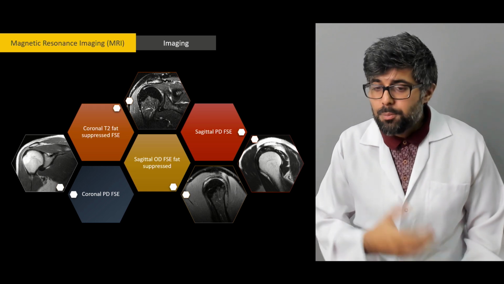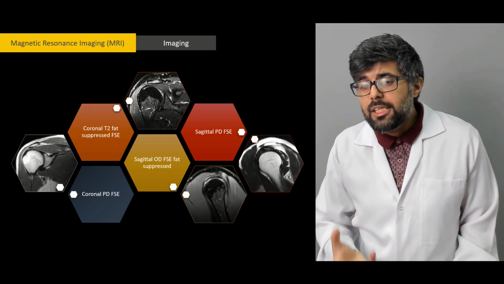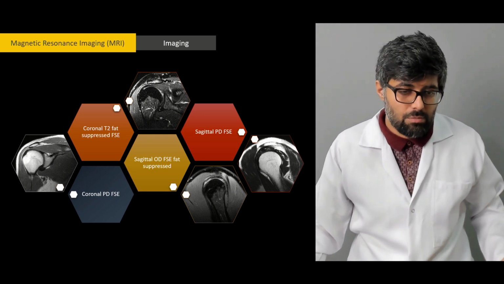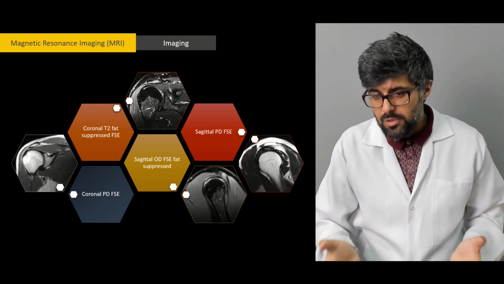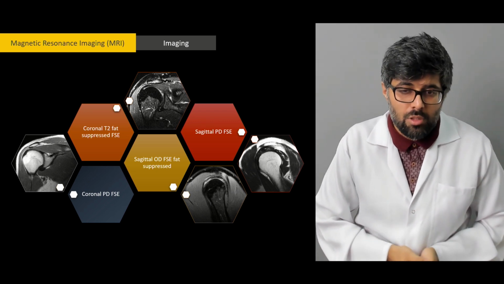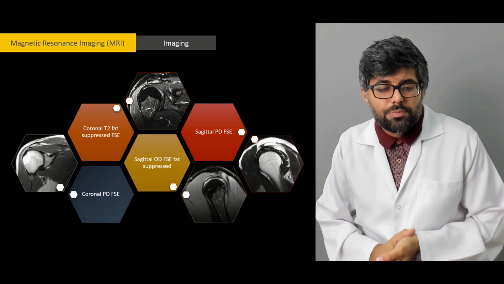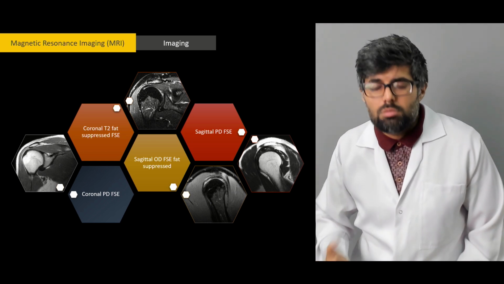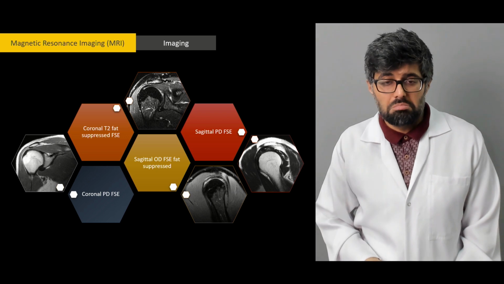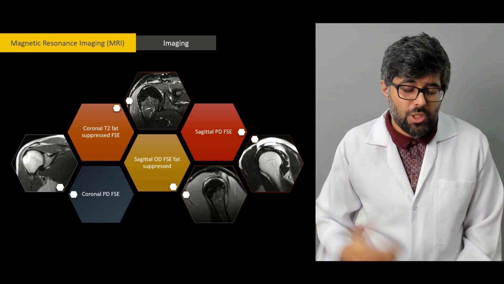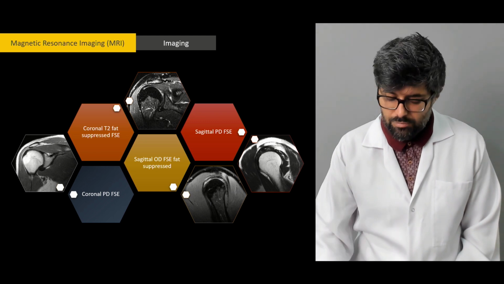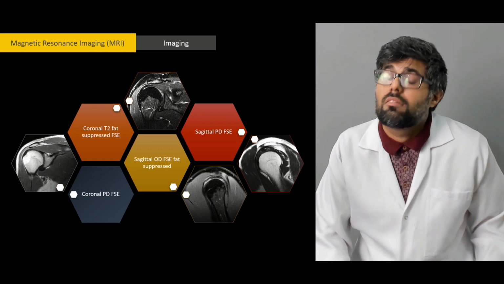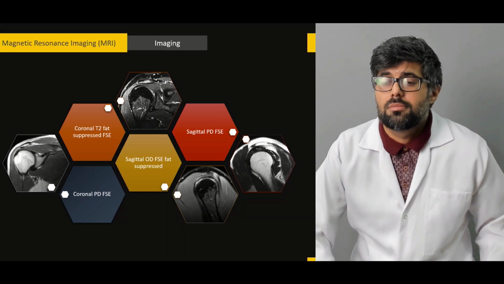Now, what is this proton density? Proton density is where you use neither the T1 weighted nor T2 weighted imaging. You use a neutral type that is called proton dense image. The fast spin echo is just a type to say whether the proton produces more radio waves or less radio waves, which are captured by the MRI machine. So the decision to use these is again of the radiologist.